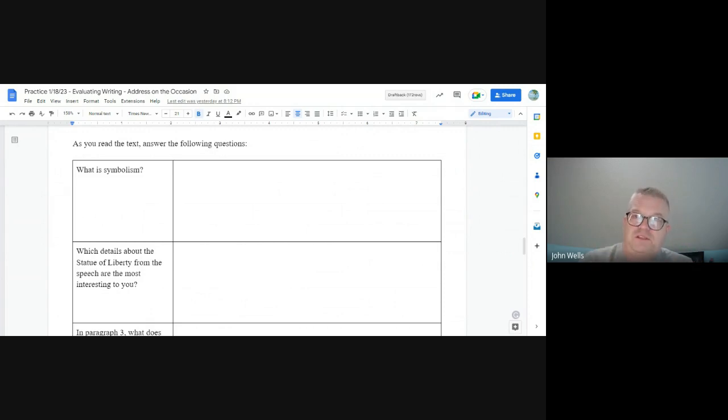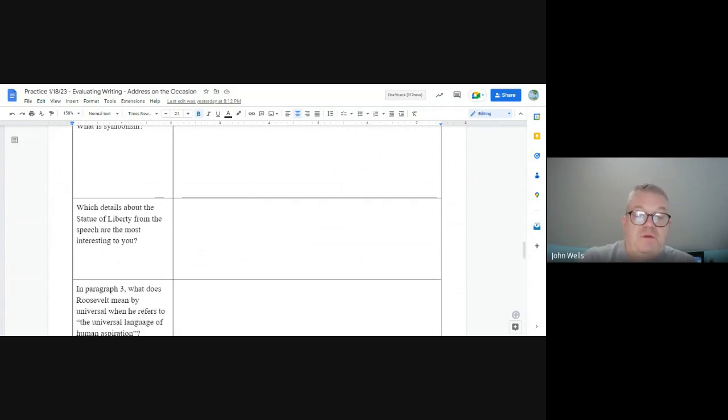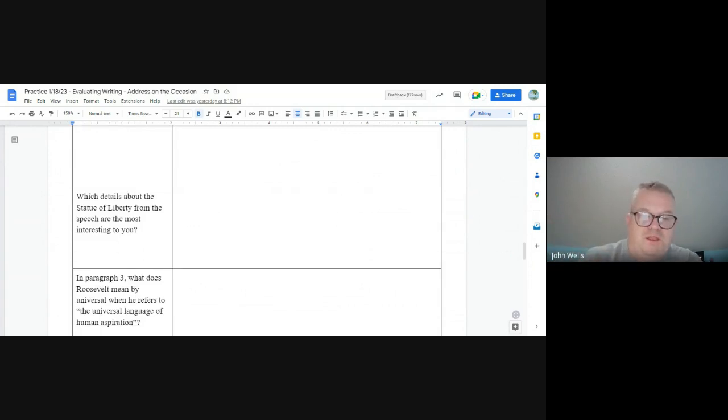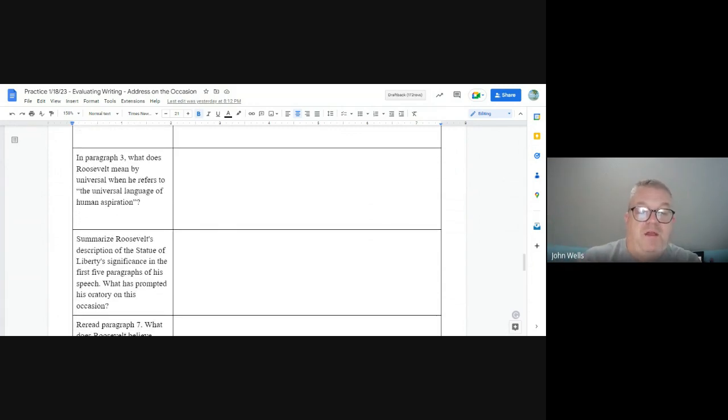Symbolism is something that we see that lets us see a better or different concept. So then we want to look at what details about the Statue of Liberty from the speech are the most interesting things to you. What really stands out to you when you think of that speech and when you hear and see what he talks about, what really jumped out at you? Then we're going to look specifically at paragraph 3.